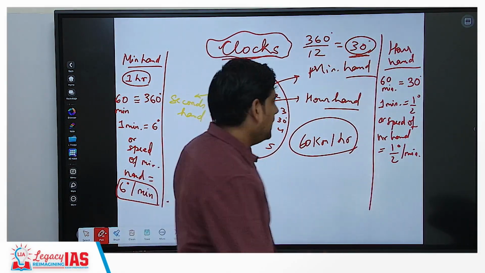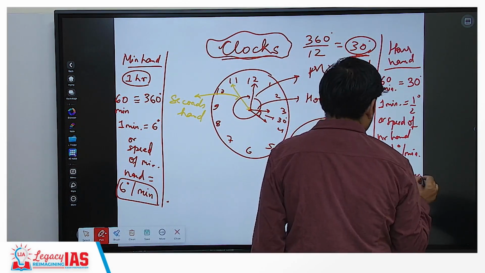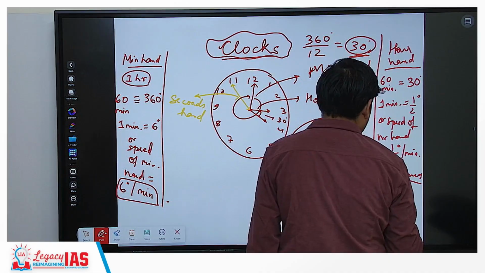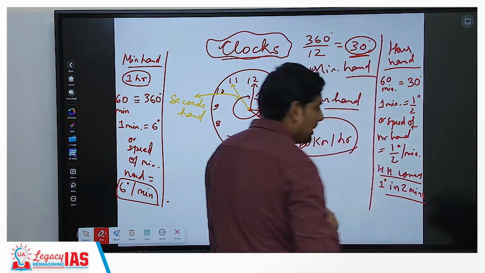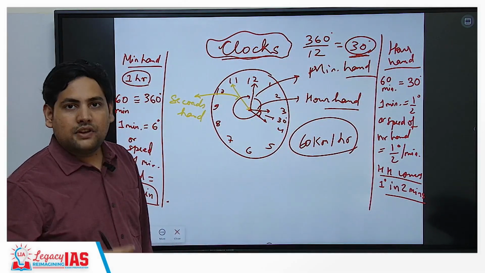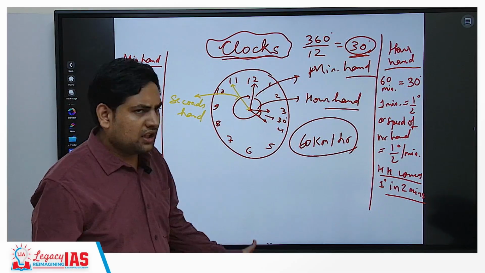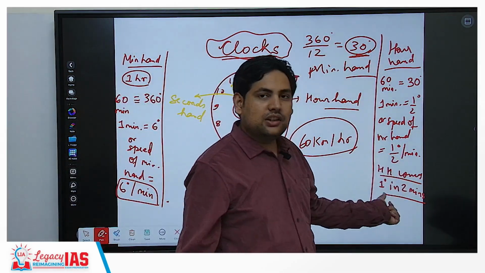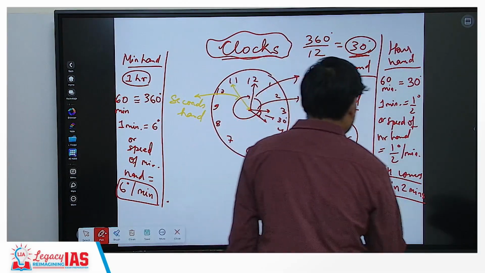Another way of writing it is that the hour hand covers 1 degree in 2 minutes. The hour hand covers 1 degree in 2 minutes. This is another way of saying the same thing. Half a degree per minute means in 2 minutes it will cover 1 degree. So this also you can remember.